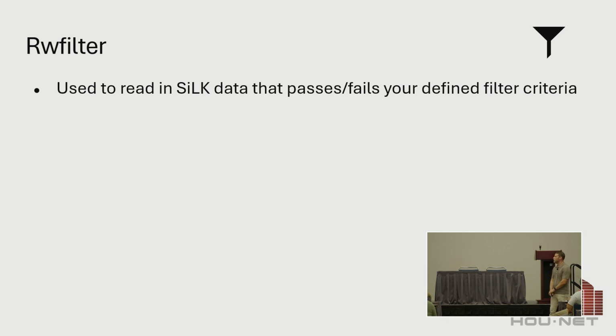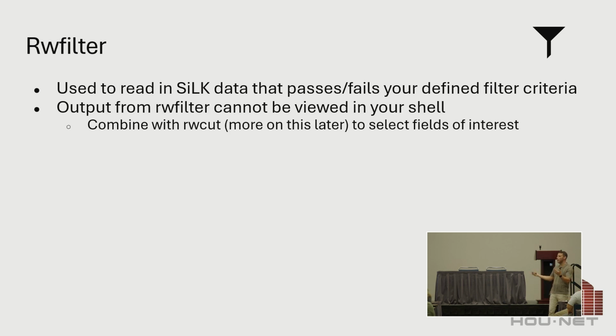So the cool thing about it is there's this idea of passing or failing your filter. So if I want to look at TCP port 80, things that pass that filter, meaning things that are TCP port 80, I can do one thing with. And then I can also say anything that fails, do something else with it. So I can leverage a filter to look at things that fail or look at things that pass my filter.